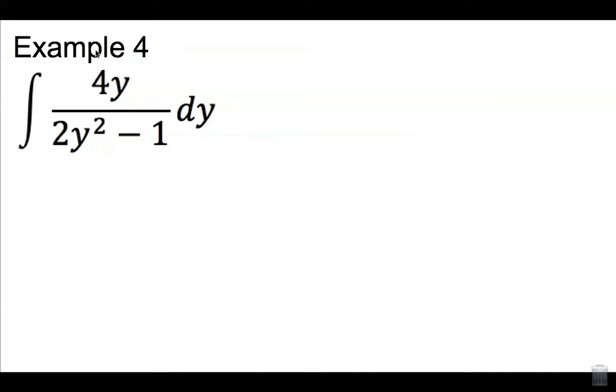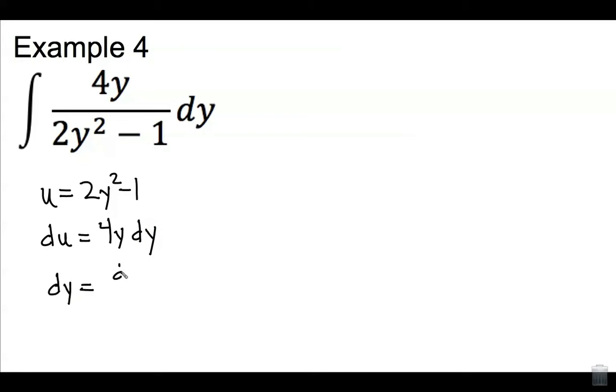The only thing that's different here is now we have a new variable. Let's not let that intimidate you. All we have to do is, again, use the substitution method. Let u equal 2y squared minus 1. So the derivative of u, du, is equal to 4y, not dx this time, but in this case dy. We're going to replace dy, so solve for dy. So I'm going to have dy equals du over 4y.